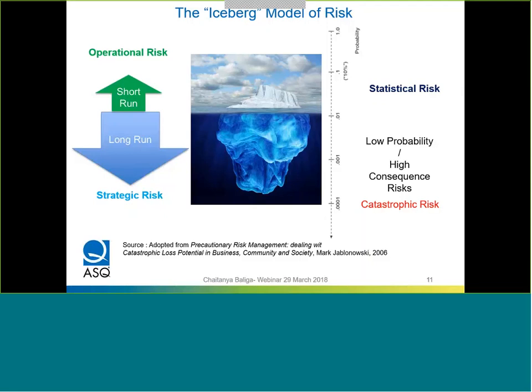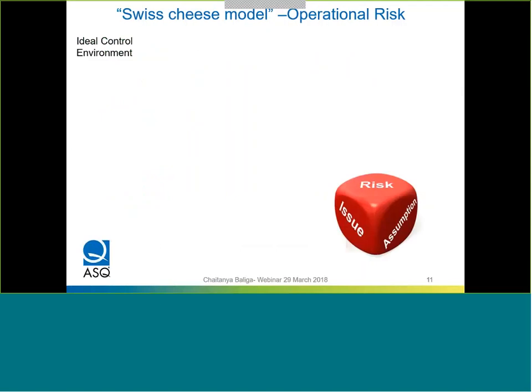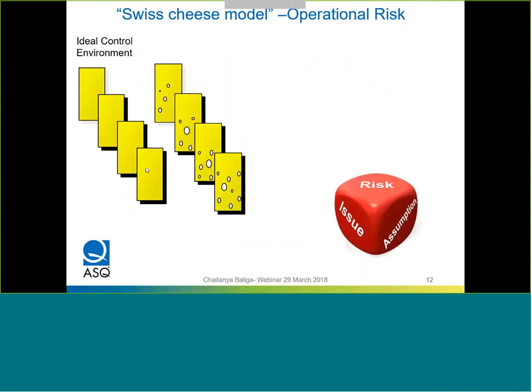And this is based on our strategic risk. If I look at a Swiss cheese model, which is an operational risk, I would look into an ideal control environment where we have these pieces of cheese which has got no holes in it, and these are basically good defenses. If I use this cheese as an example, these defenses can be perforated by these holes.